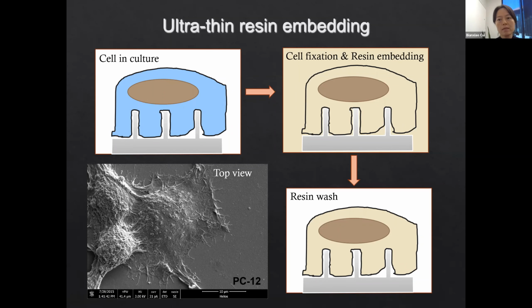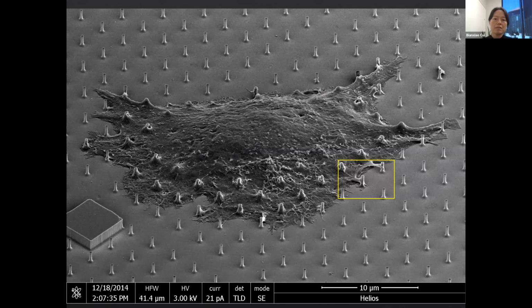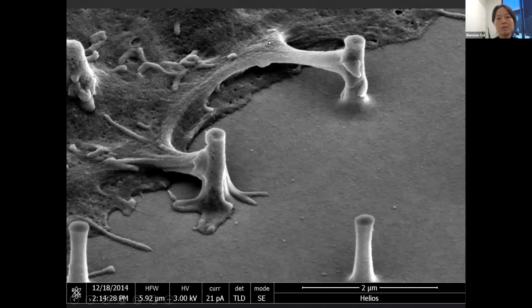Of course, during this process, we also do heavy metal staining to give contrast to the membrane and also to proteins. And you can see it really preserved the structure well, and most of the resin outside the cell is removed. This is again an image of a cell on nanopillars, and after thin resin embedding, those are the cells embedded in resin. And you can see the fine features here.